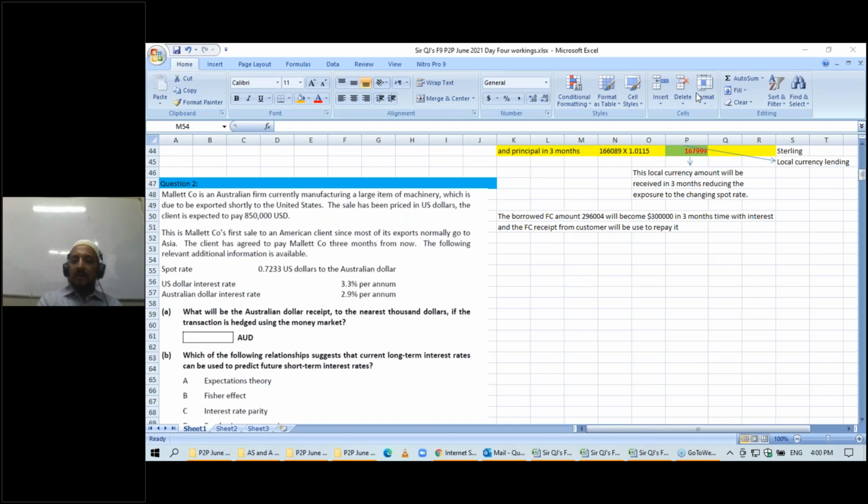And today's topics are going to be some questions we'll be doing on risk management and some risk management concepts. And then we'll be moving on to the business valuation concepts and questions.